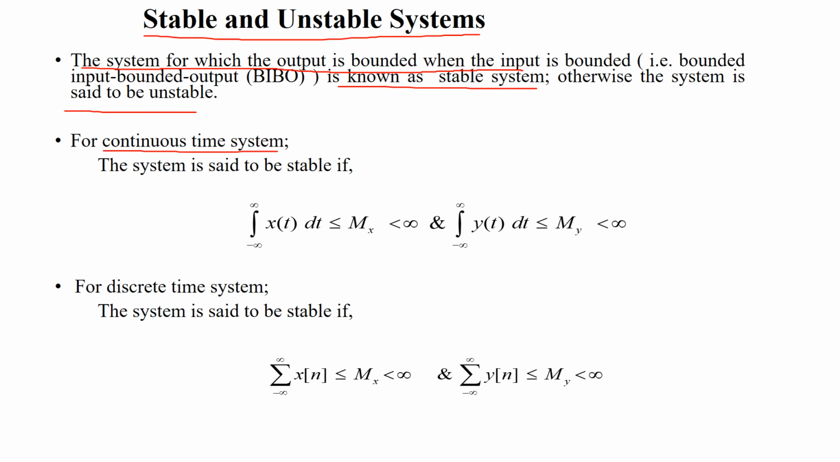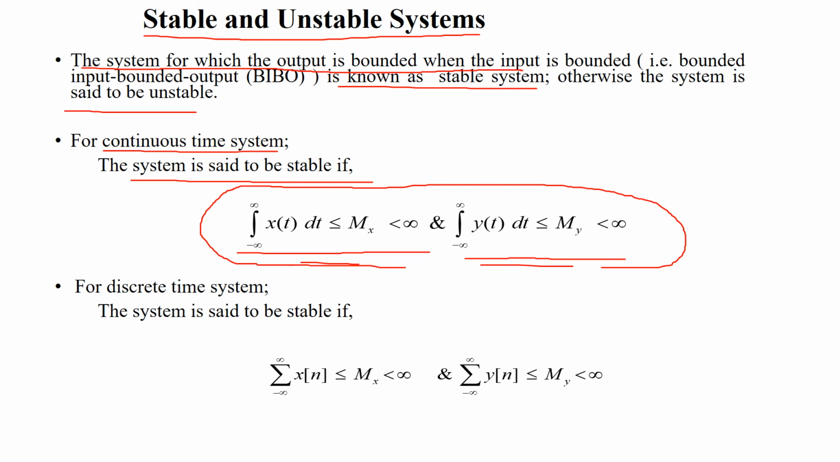For a continuous time system, the system is said to be stable if the integration from minus infinity to plus infinity of x of t dt is less than or equal to mx, where mx is less than infinity, and the output is also, that is, the integration from minus infinity to plus infinity of y of t dt is less than or equal to my, where my is also less than infinity. When the input is finite and the output is finite, then the system is known as a stable system, or we can say bounded input, bounded output. Bounded means finite value. And the same relation is true in the discrete time domain.